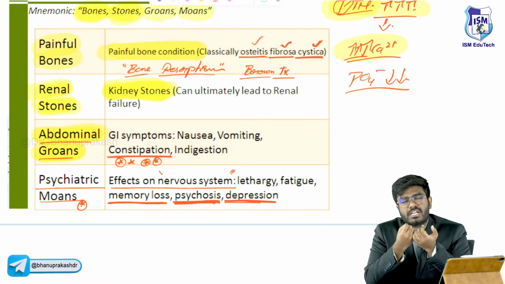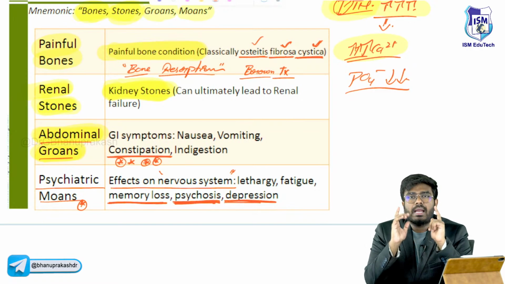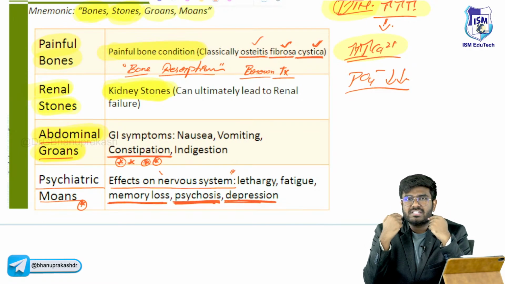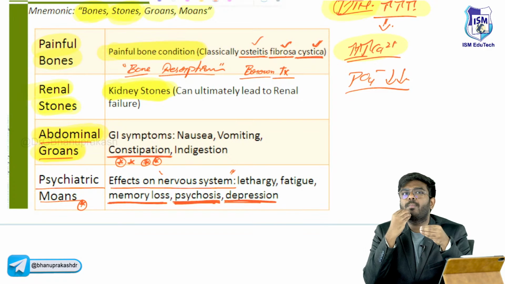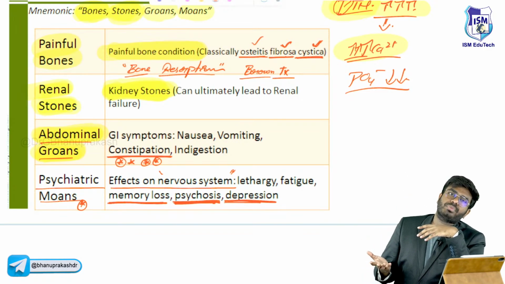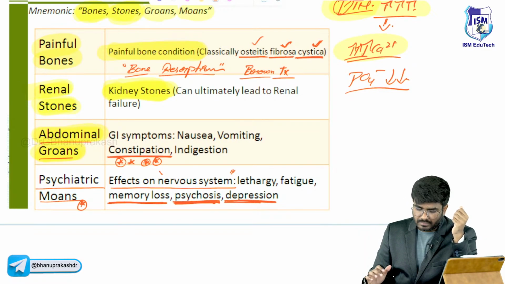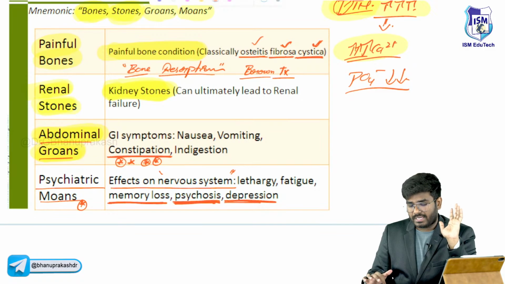So the bone related problem is osteitis fibrosa cystica. The kidney related problem is kidney stones. The abdomen related problem, the main problem, is constipation, and psychiatric problems are going to be seen because of calcium deposition in the central nervous system. So that's the moans, psychiatric moans. Depression can be there, there can be psychosis, and memory loss can be seen in these hypercalcemic conditions.